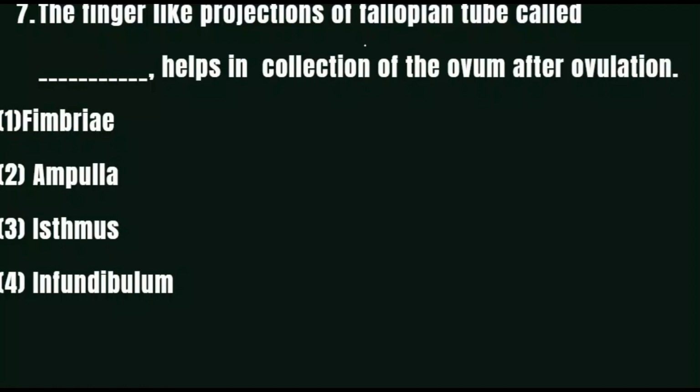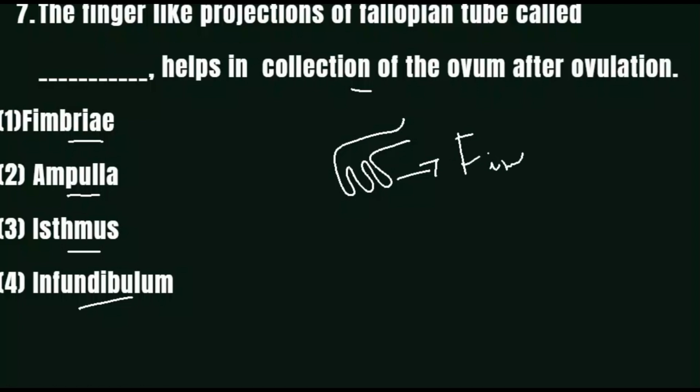Number 7. The finger-like projections of fallopian tube called dash helps in the collection of ovum after ovulation. The options are option 1, fimbriae, option 2, ampulla, option 3, isthmus, option 4, infundibulum. So the fallopian tube ends with finger-like projections called fimbriae. So the answer is option 1, fimbriae.